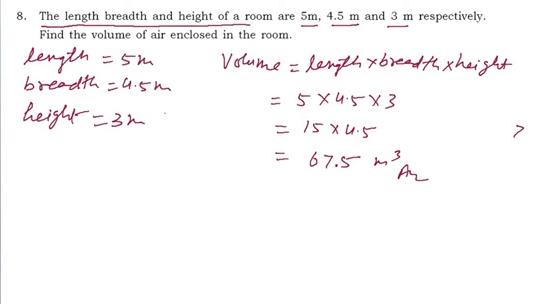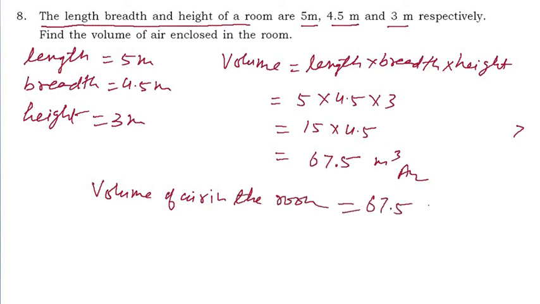So you have to write a volume of air. Here we can say volume of air in the room will be equal to 67.5 meter cube. So that one is your answer.